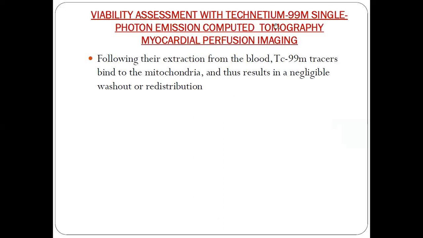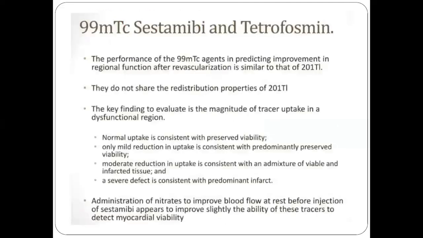Viability assessment with technetium-99m SPECT. Following the restriction from the blood, technetium-99m tracers bind to the mitochondria, and this results in negligible washout or redistribution. So there is no redistribution or washout of technetium. Repeated scans, that is, after 4-hour imaging or 24-hour imaging, are not required here.